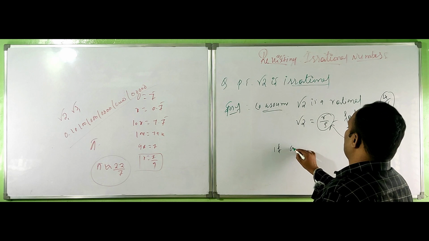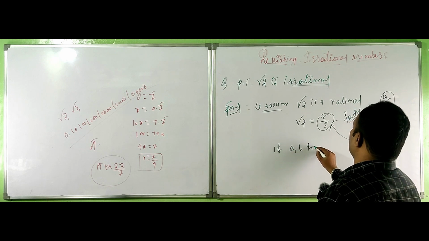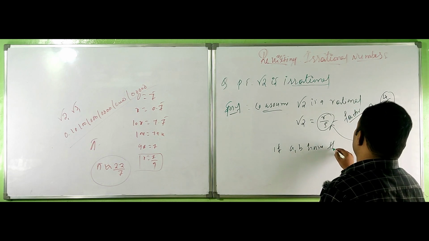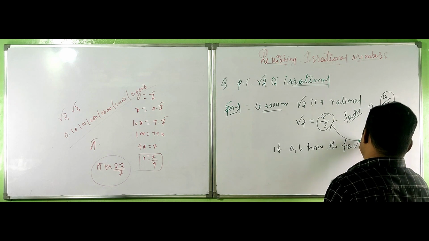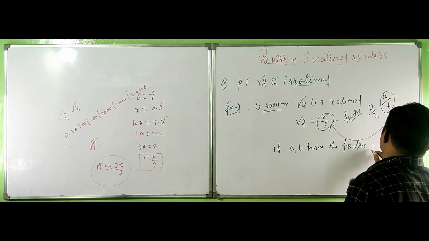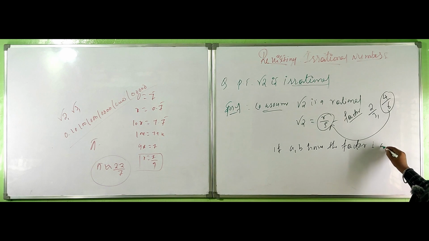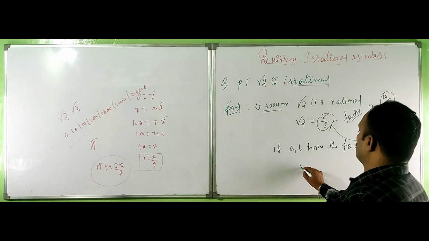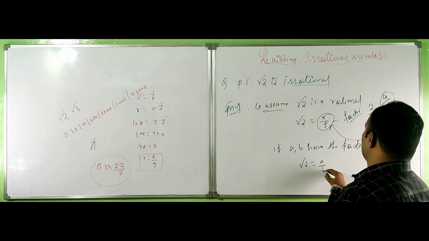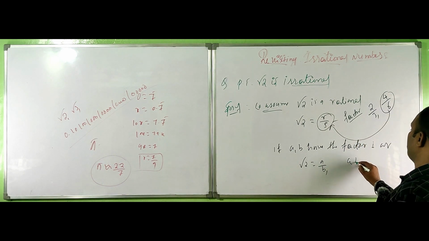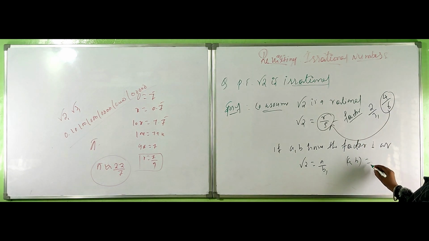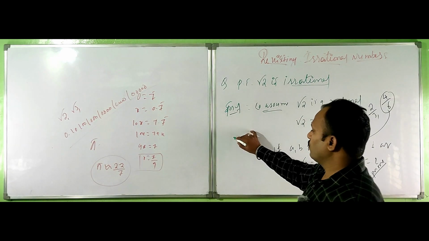If A and B have the factors 1 only, then root 2 becomes A by B. Okay, A and B are co-prime to each other, meaning 1. I am writing as co-prime. Co-prime means A and B have the factor only 1.